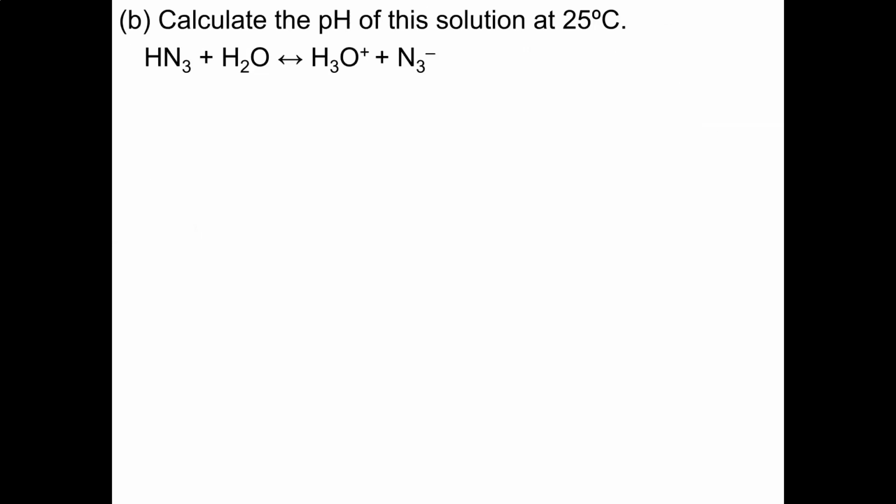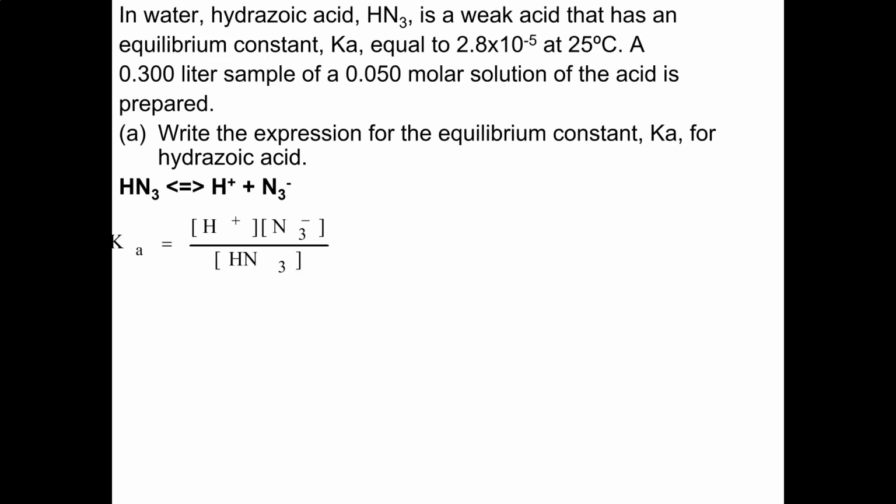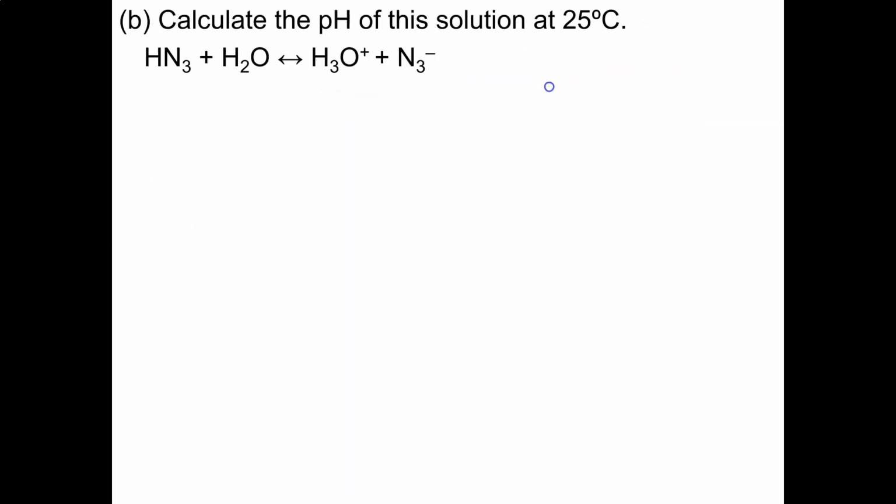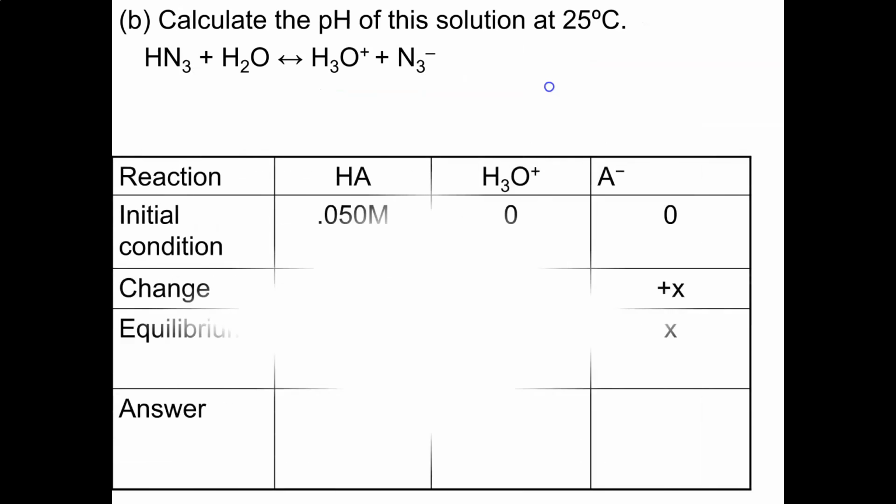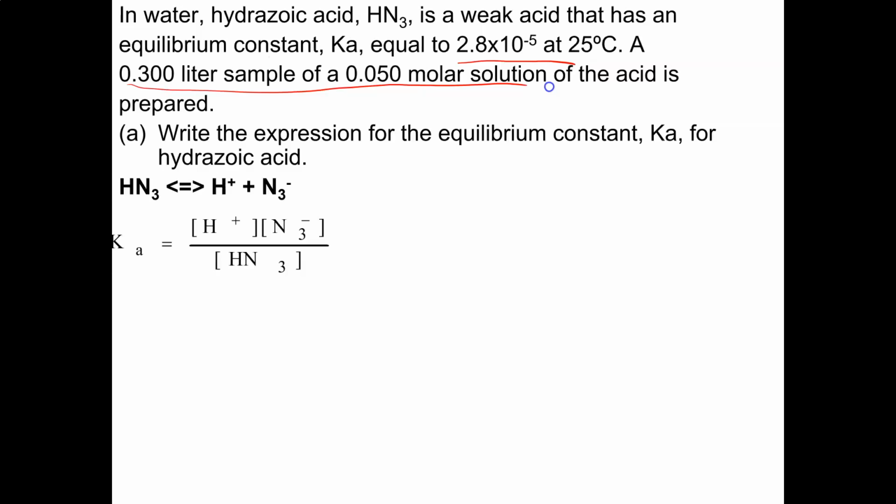For B, calculate the pH of the solution. In order to get the pH, we need the concentrations, an initial concentration, and we need the Ka. We have a Ka, thankfully, and we have a 0.3 liter sample of the 0.05 molar solution of the acid. So we have quantities we can work with. So the first thing we're going to do is write 0.05 molar.